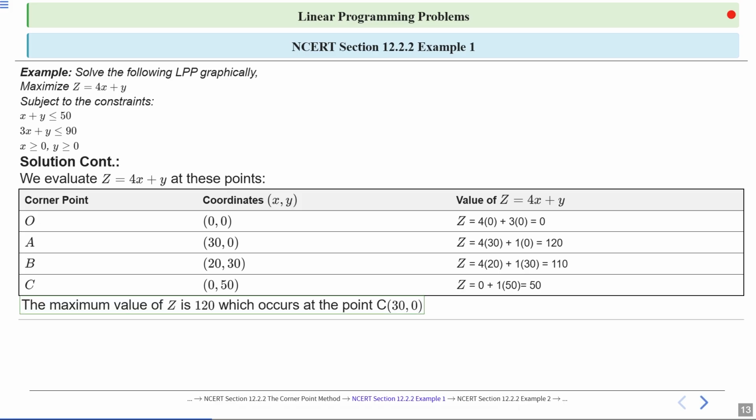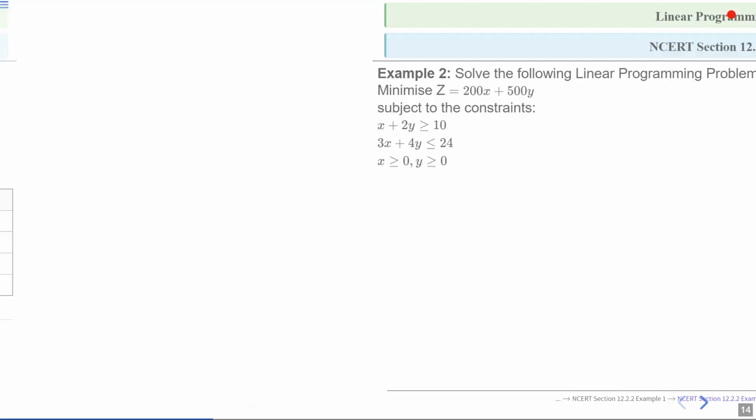So we need to maximize z. Okay, so here we will take the value of z as 120, and this occurs at the point (30, 0). So the maximum value of z is 120, which occurs at the point (30, 0). Okay, so I hope this example is clear to all of you. So now let's move to the next example.